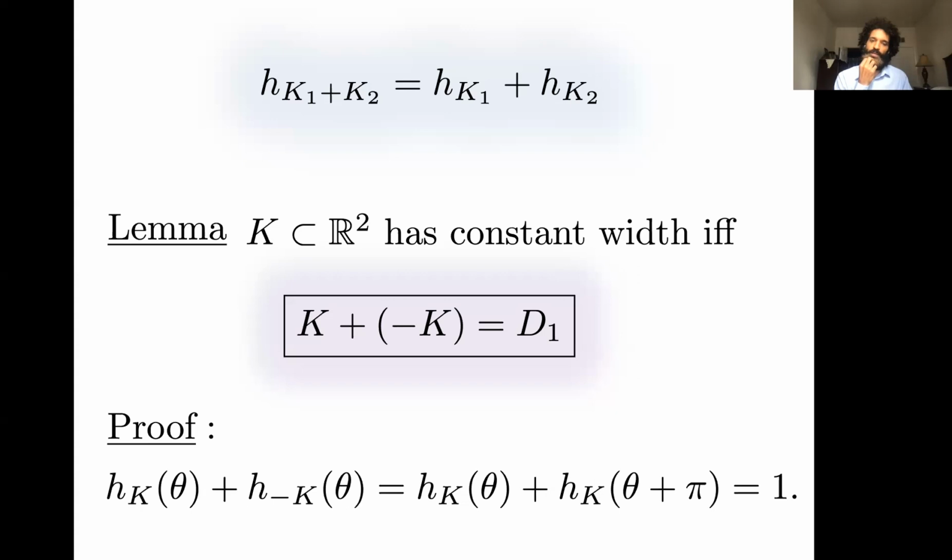I want to prove that to you here in a line. I don't want to spend too much time on it, just give you a one-line proof. The crucial thing is that the support function plays well with Minkowski addition. So if I look at the Minkowski addition of two convex sets, K1 and K2, then the corresponding support function is just the sum of the support functions of K1 and K2.